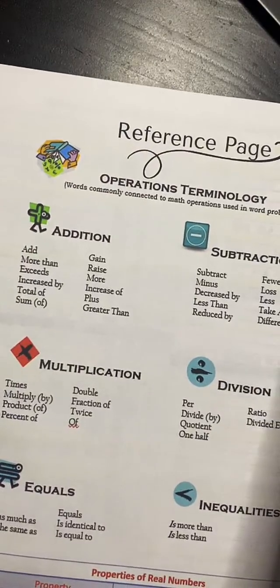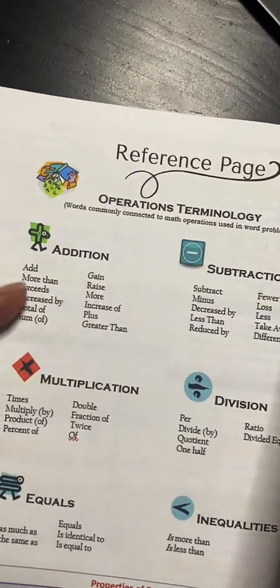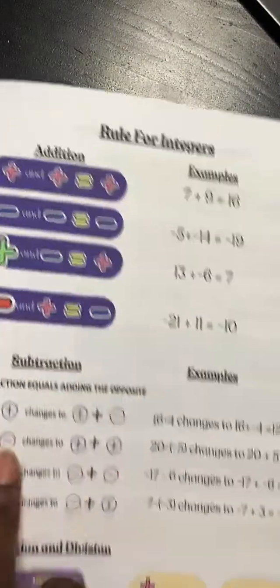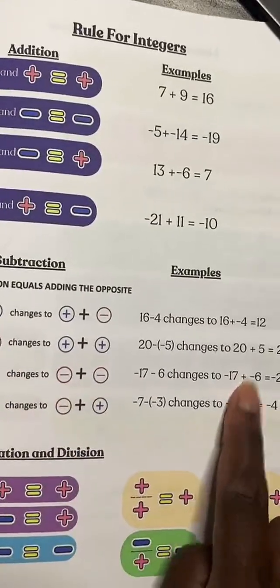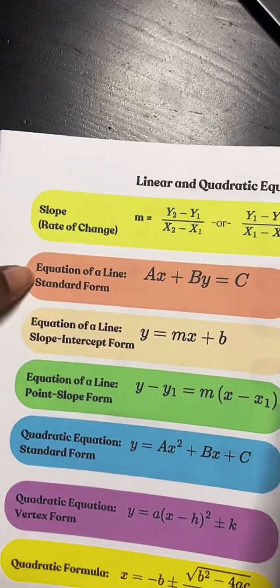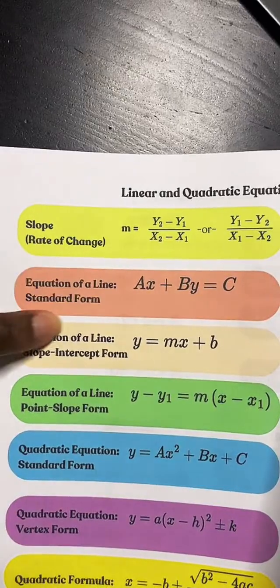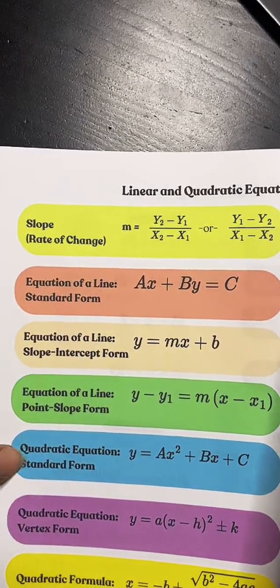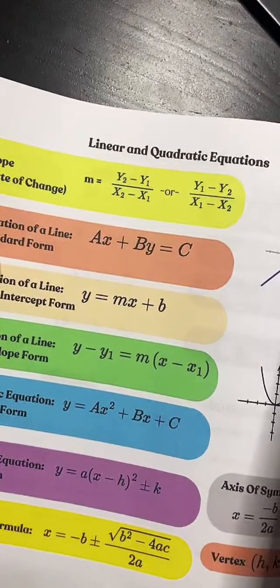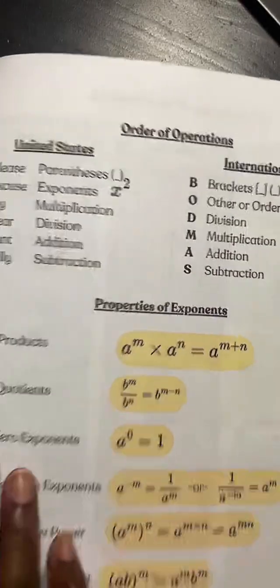Also, we have references. What are the most used words in word problems? So we can translate verbally to algebraically. Also, you have your rules of integers: addition with examples, subtraction with examples, and multiplication and division. Then you also have your linear equations. We talked about this one today, the standard form, but we also talked about the standard form for quadratics, and we are going to dive into quadratic forms and some other forms of equations.